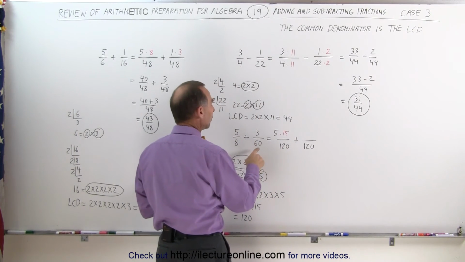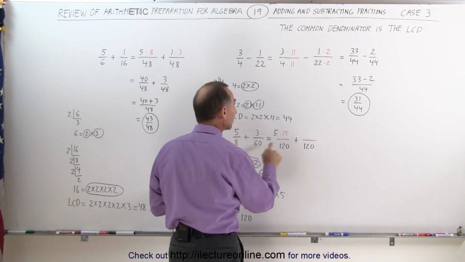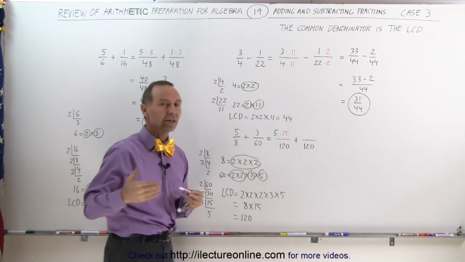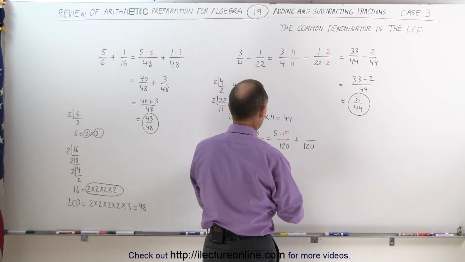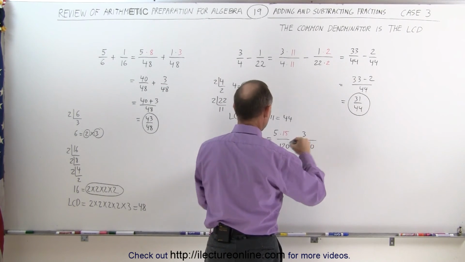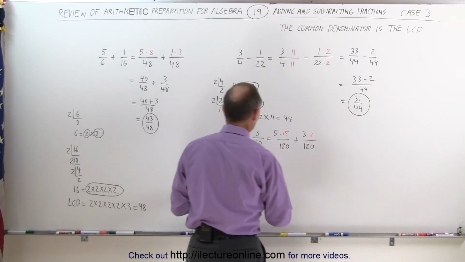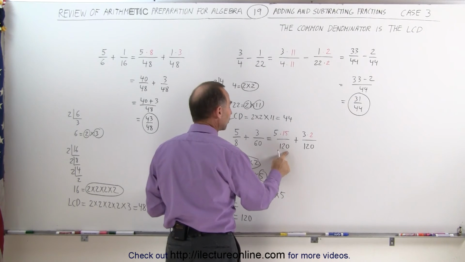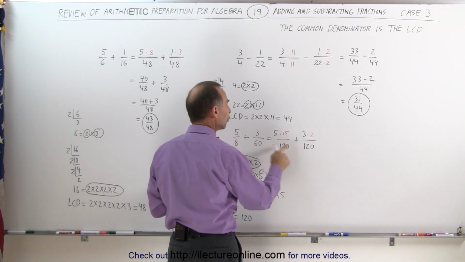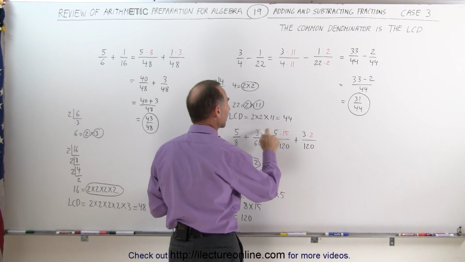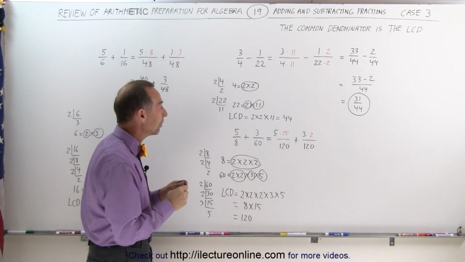For the second denominator, what did I need to do to 60 to turn into 120? 60 times 2 will give me 120. So if I multiply the denominator by 2, I must multiply the numerator by 2 as well. And the numerator then becomes 3 multiply times 2. Remember, if I multiply 8 times 15 to get 120, I must multiply 5 times 15 as well. If I multiply 60 times 2 to get 120, I must multiply 3 times 2 as well. Always multiply the denominator and the numerator by the exact same number.